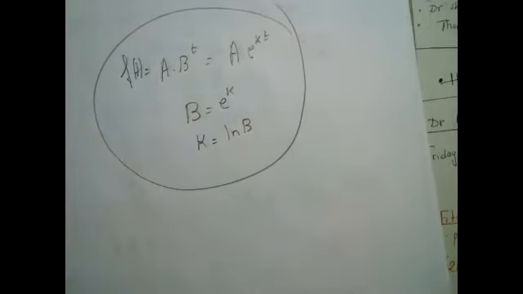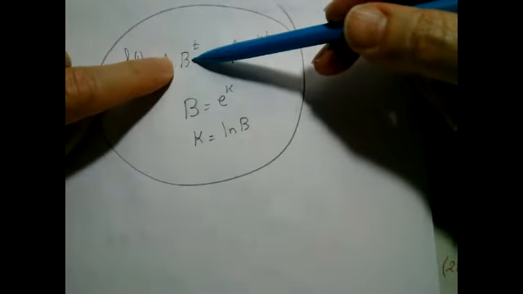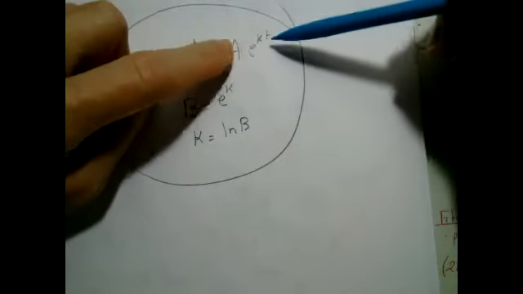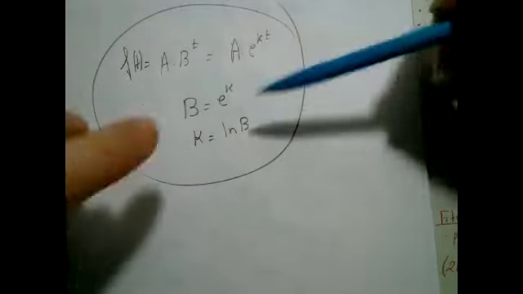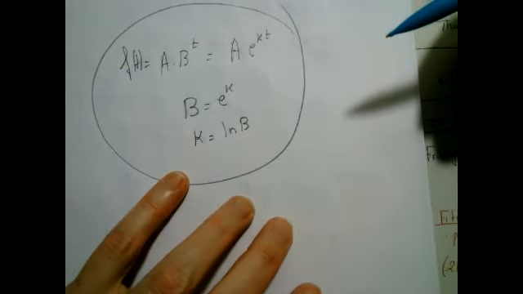So that's the idea. And then b bigger than 1, we know that's increasing. B less than 1, decreasing. When you have the k, it's whether k is positive or negative that decides whether it's increasing or decreasing.